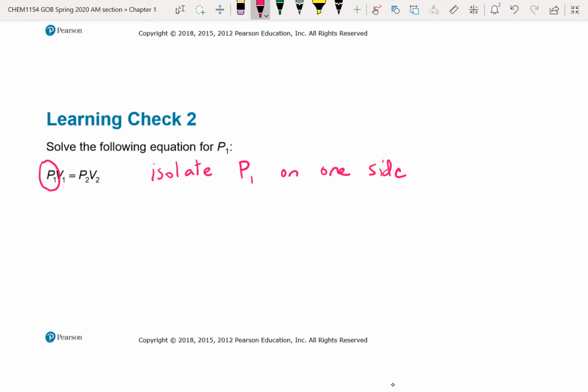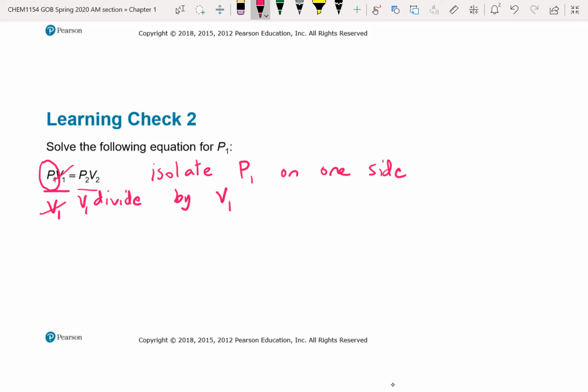So when you see these two terms, p1 and v1, does this suggest that they're added together or they're multiplied together? They're multiplied, right? So if I want to get rid of this v1 from this side, I would need to divide it by v1. If I divide by v1, well then it can cancel out here. So what do I need to do to the other side? You need to do the same thing to the other side, right? You need to divide that side by v1 as well.